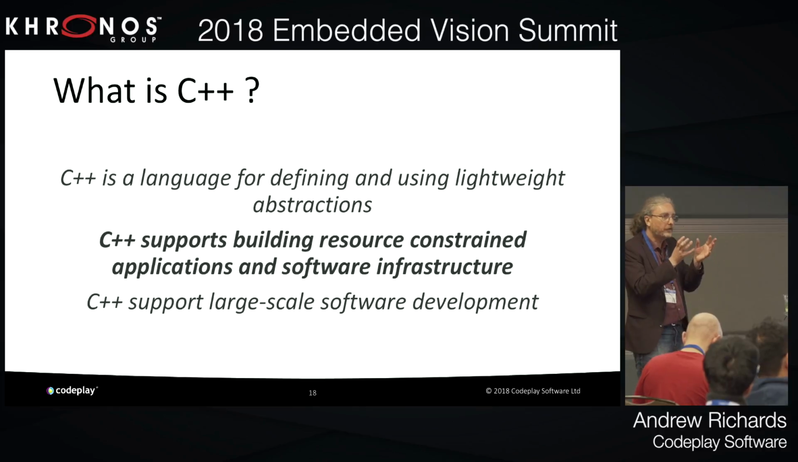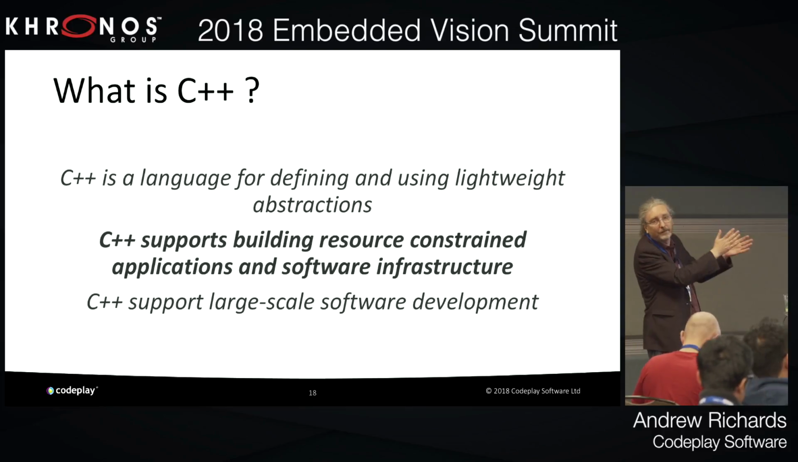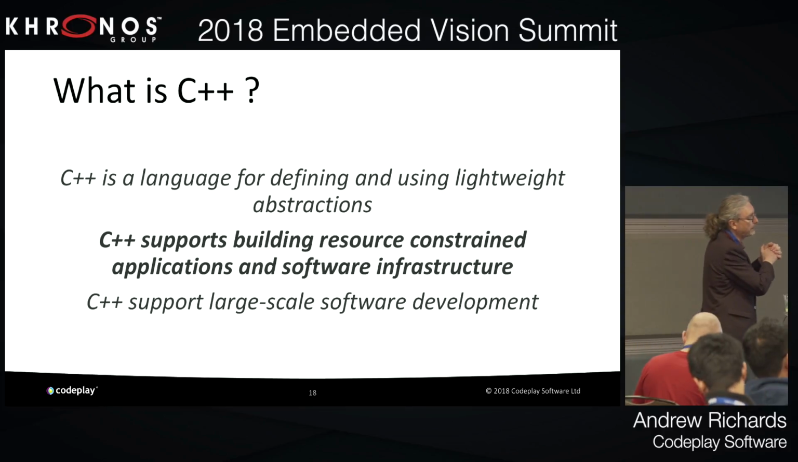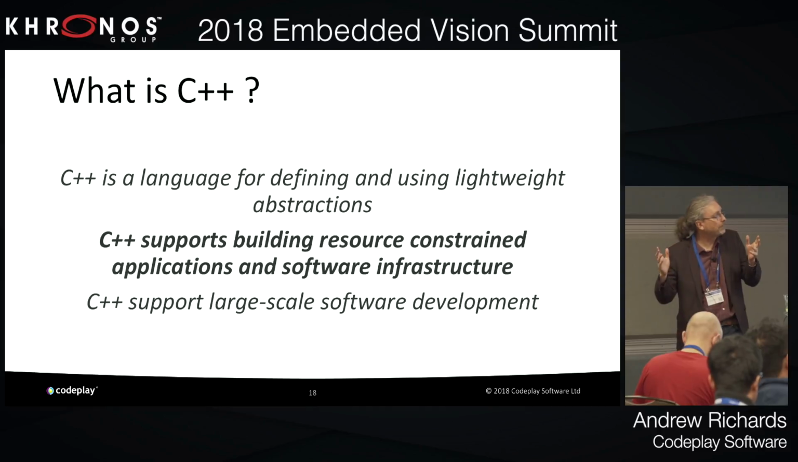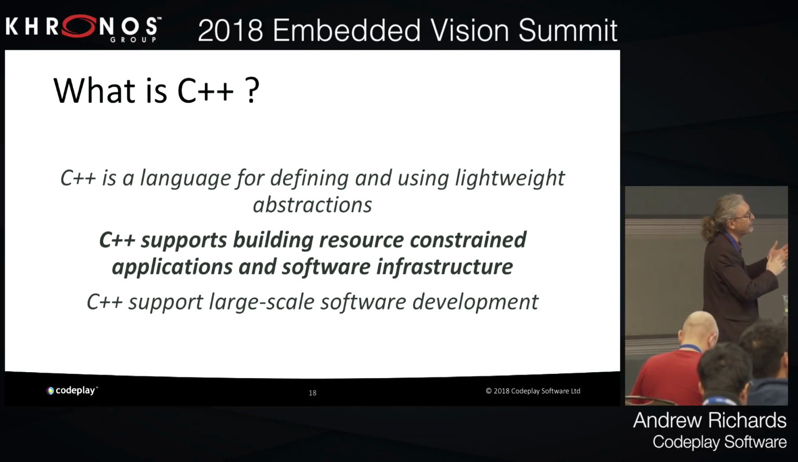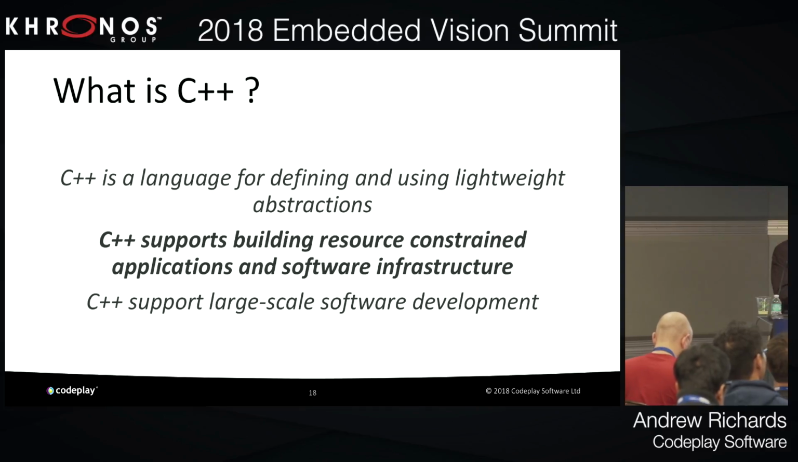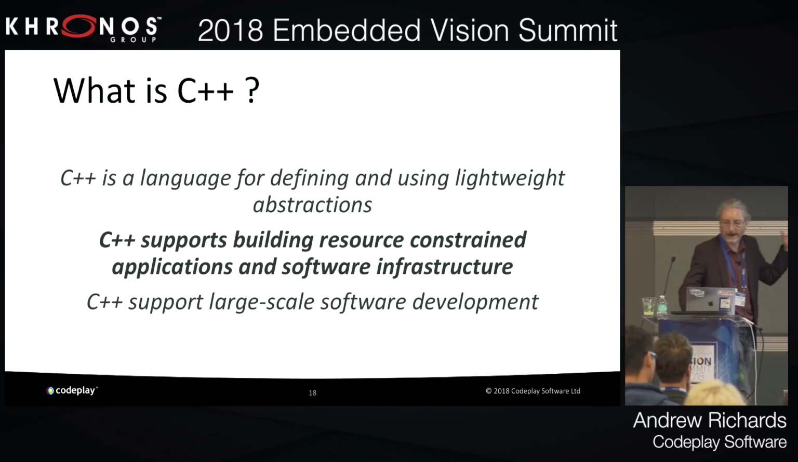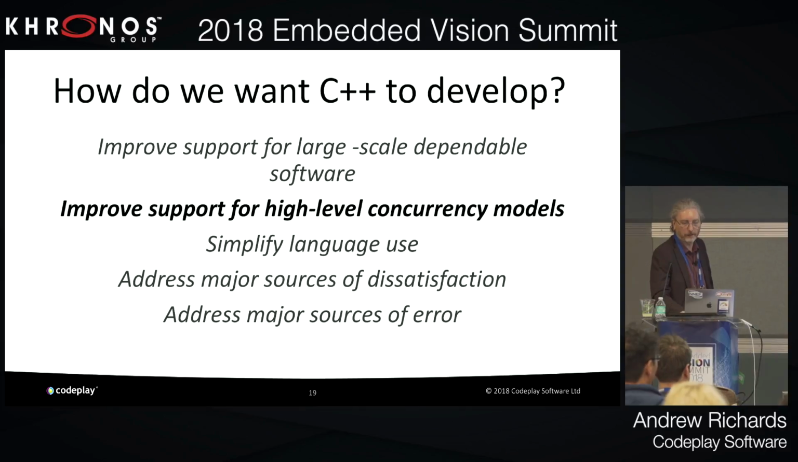And if we're writing small embedded devices that use phenomenal amounts of processing to do AI and vision, that's exactly what C++ should be doing. C++ supports large-scale software development. Well, yeah, that's not really anything to do with our heterogeneous stuff. I mean, it's true, but it's not really what we're about. So some of the directions are very, very relevant for us.